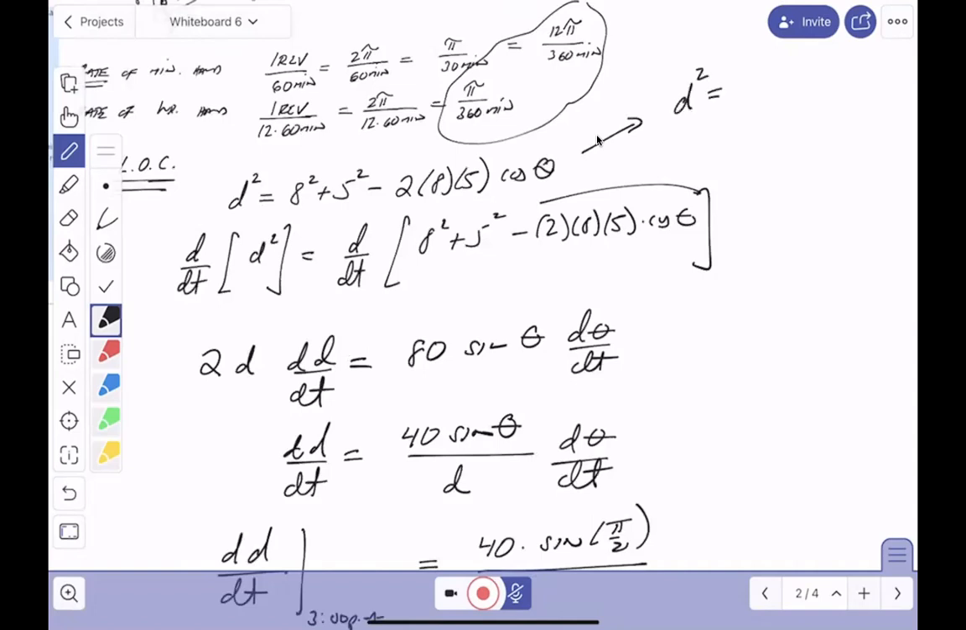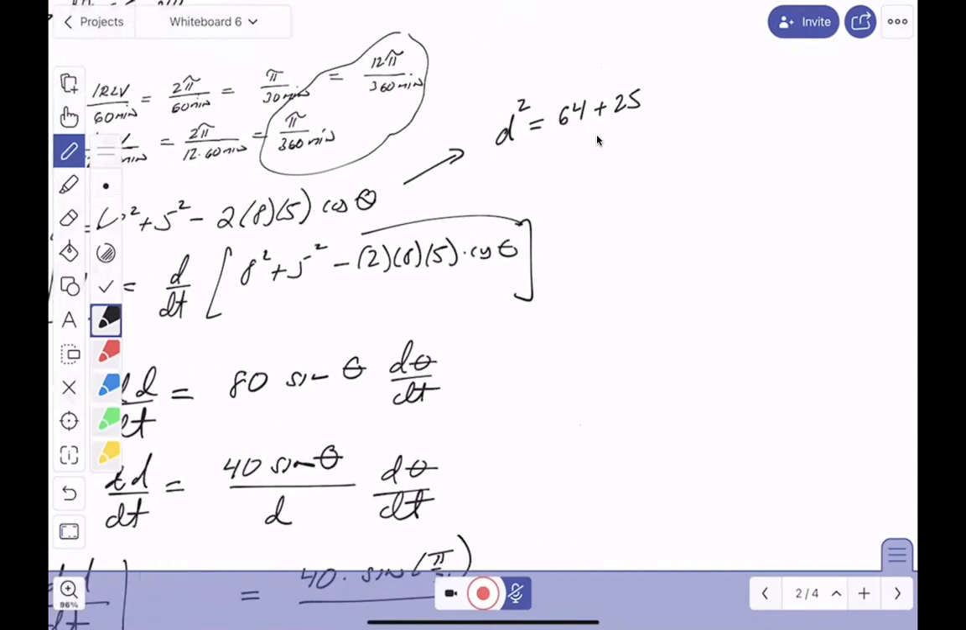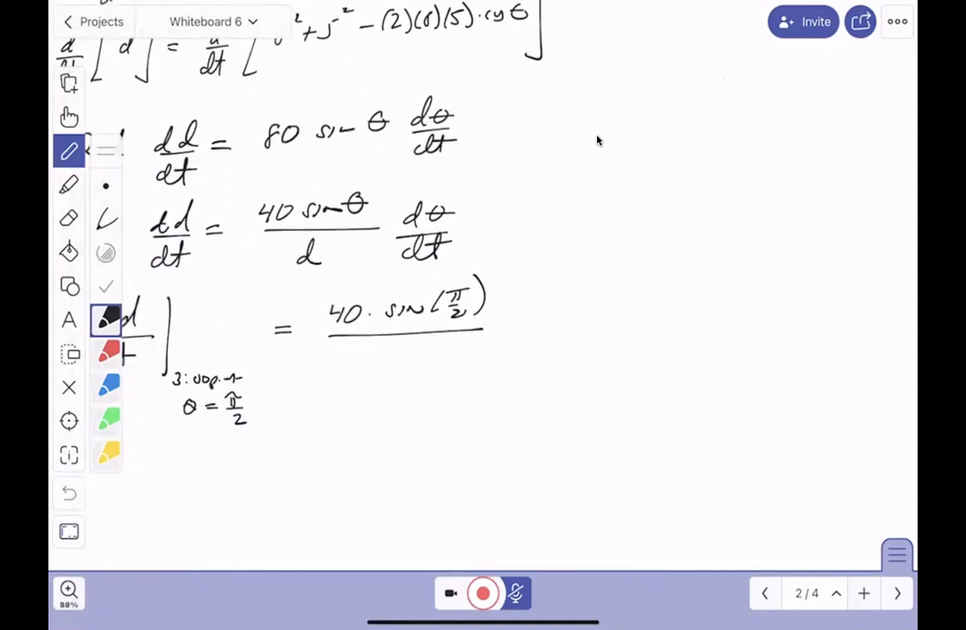So what's d squared at pi over 2? Let's write this down. 8 squared is 64, plus 25, minus 80 cosine pi over 2. Well, that's pretty simple because the cosine of pi over 2 is 0. So I get 64 plus 25, that's going to be 89, right? I hope you realize d is a positive number. So d is going to be the root of 89, and that's at pi over 2. And pi over 2 again is 3 p.m. Let's go back over here. And what I find out is the root of 89.